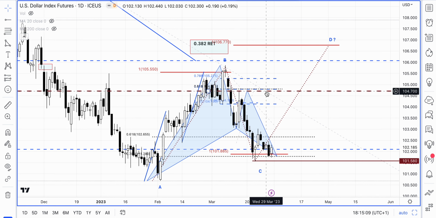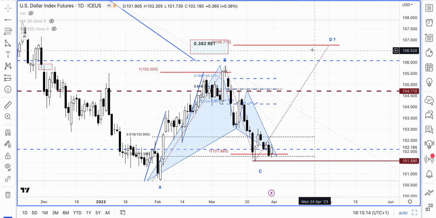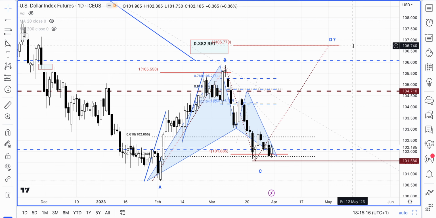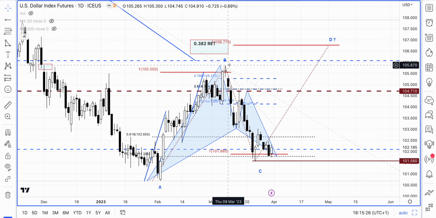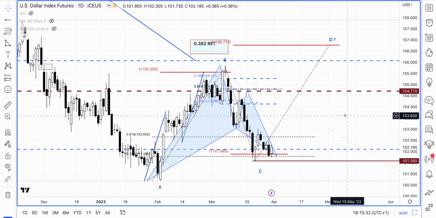Now if it begins to close above this, then what is possible is that this ABCD pattern that we have drawn, taking it right to around 106.70 level, and then we have the 106.06 level that we had been watching for quite some time, which is the 38.2% Fibonacci retracement, which wasn't hit exactly right here. That pattern might come into play. So this is what we are watching for the US dollar.